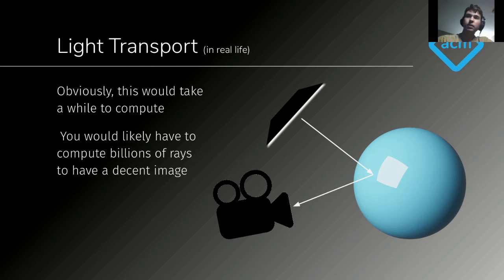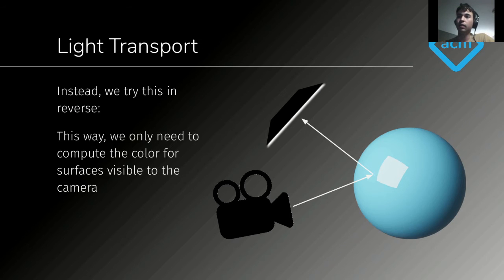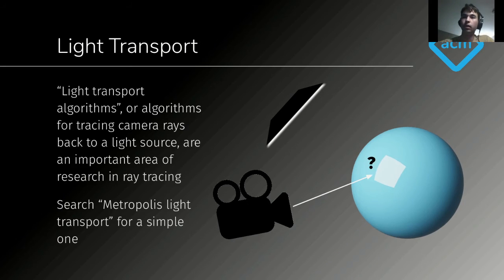Now, obviously this would take a while to compute. If we just simulated all of these rays, we'd have to simulate billions and billions of rays, and it would take a long time to get a decent quality image. It's really impractical. So how can we do this a little faster? Well, the way ray tracing works is we do this thing in reverse. We trace rays out from the camera to a surface, and then we bounce them back. We try to get them back to a light source. And this way we only need to compute the color for surfaces visible to the camera.